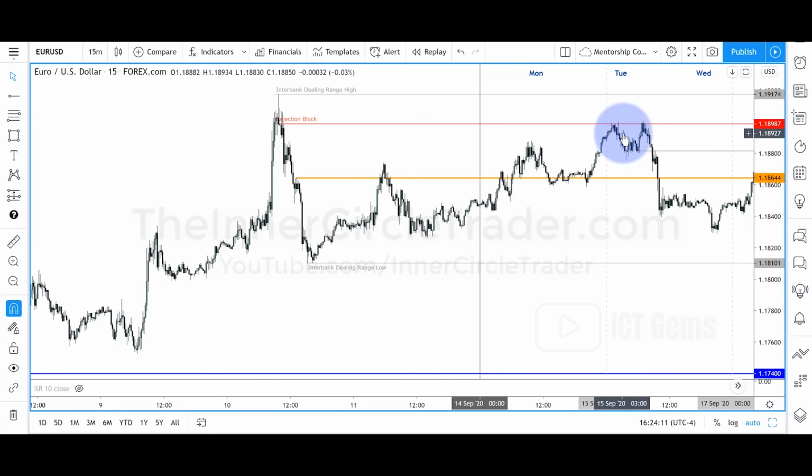So your focus should be, where is price drawing to? Where's the next draw on liquidity? We anticipate a run below this low. It's going to leave that dealing range. Here we have Tuesday. Tuesday, we started Monday late and then crossed over into Tuesday.